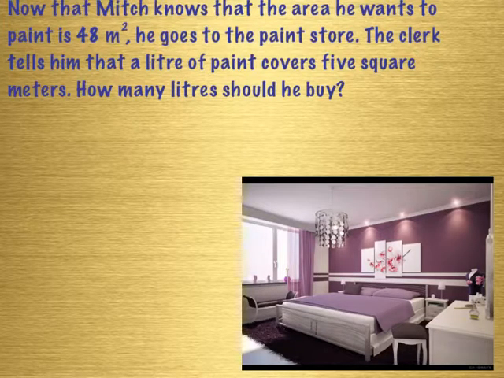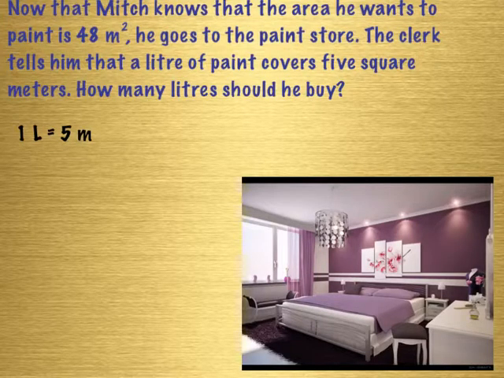And now that Mitch knows that the area he wants to paint is 48 meters squared, he goes to the paint store. The clerk tells him that a liter of paint will cover 5 square meters. How many liters of paint should he buy? To answer this question, we're going to have to do some division. What we want to find out is how many liters of paint will paint 48 meters squared.